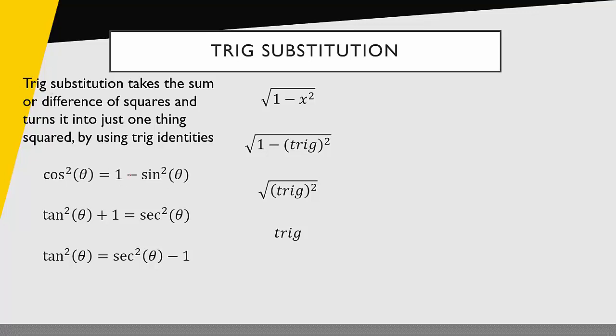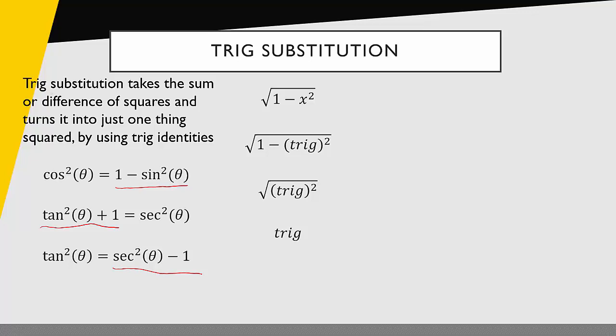Why? Because this first equation tells me what to do when I have 1 minus something squared. The next one tells me what to do when I have 1 plus something squared. And the last one tells me what to do when I have something squared minus 1. And those are really the three situations I'm going to run into.